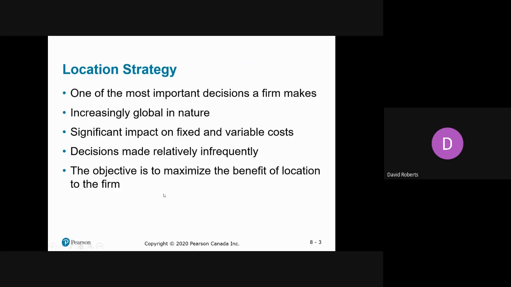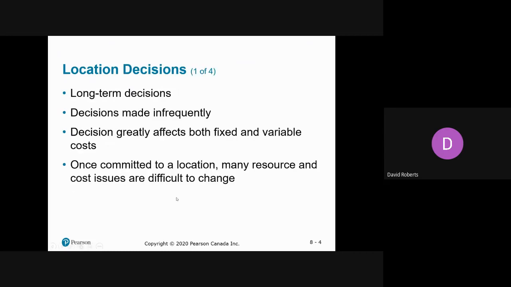Now, these decisions are, as you can see, very infrequent, and they tend to be for longer periods of time. Think about most of you. When you make a decision to move, it's a big deal, a big decision most of the time, and you don't move that frequently. Maybe you do, but most people don't tend to move very often at all. So they're long-term decisions. Again, they're infrequent.